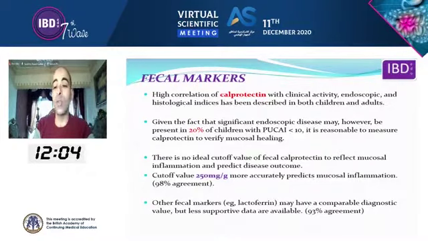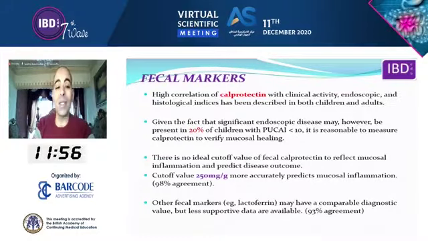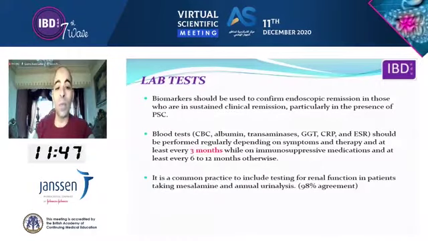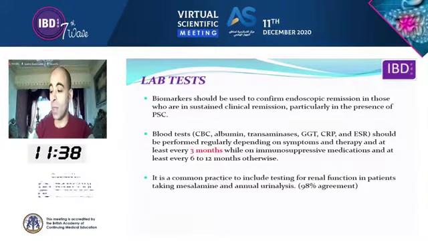And I can go to endoscopy if fecal calprotectin is high. Till now, we have no ideal cutoff value of fecal calprotectin, but a cutoff value of more than 250 more accurately can predict mucosal inflammation. Lab test biomarkers should be used to confirm endoscopic findings. In the setting of primary sclerosing cholangitis, blood tests like CBC, albumin, transaminases, CRP, and ESR.